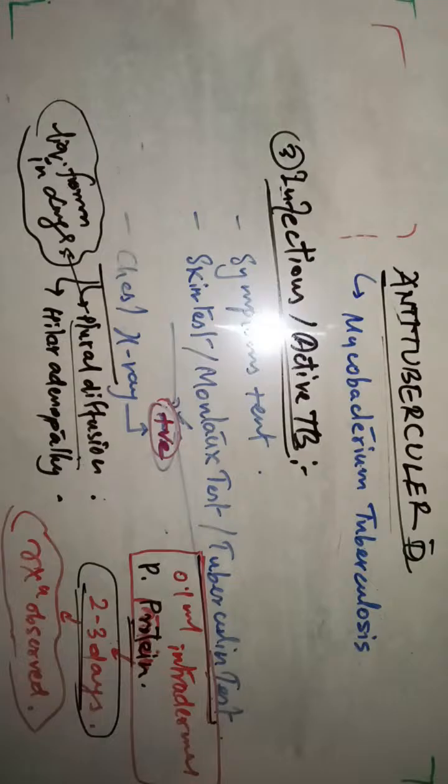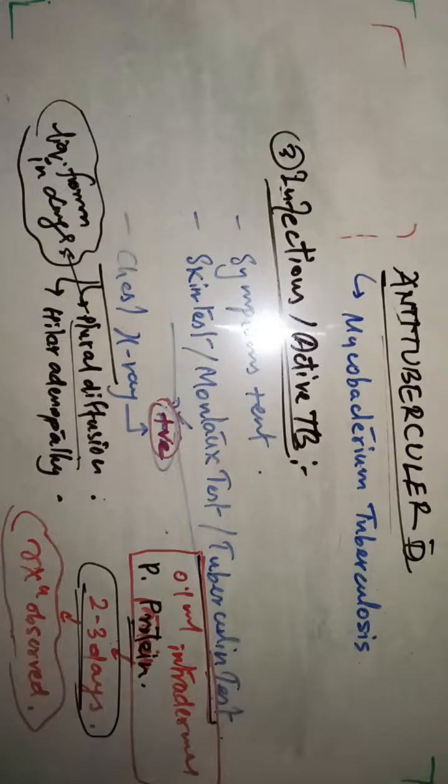So what is tuberculosis caused by? Tuberculosis is caused by Mycobacterium tuberculosis. What is the difference between Mycobacterium tuberculosis and normal bacteria? First, as I have already mentioned, Mycobacterium is an acid-fast bacteria, while general bacteria are gram positive and gram negative. Second, Mycobacterium are stained by Ziehl-Neelsen staining, whereas gram positive and gram negative bacteria are stained by gram staining. Next, Mycobacterium are aerobic bacteria, whereas general bacteria are aerobic and anaerobic.